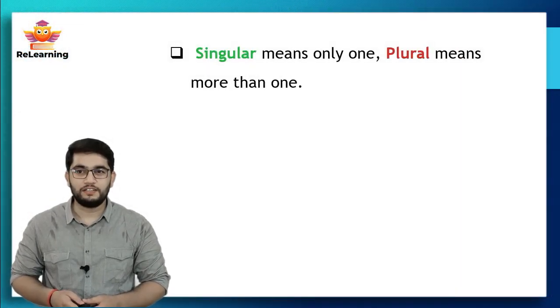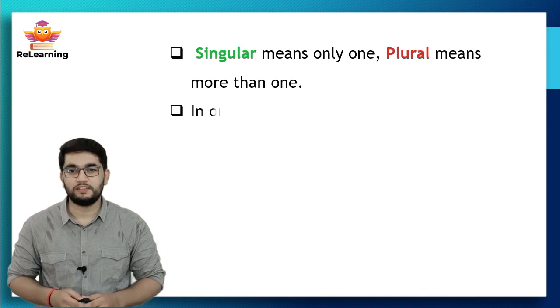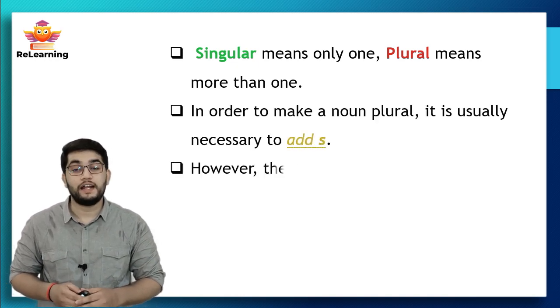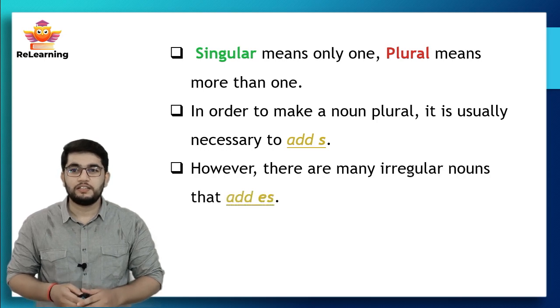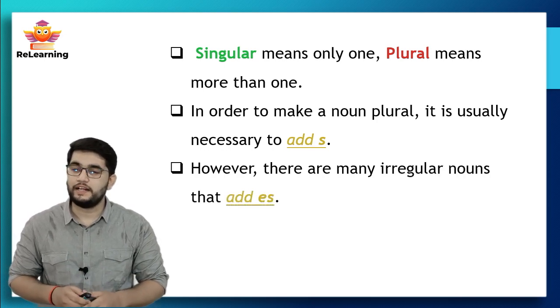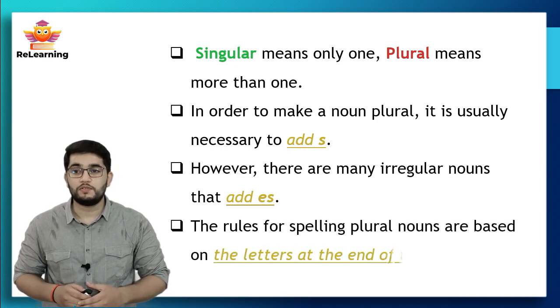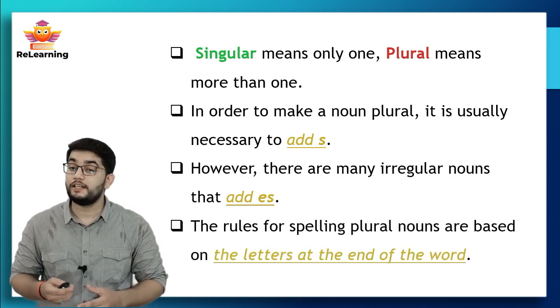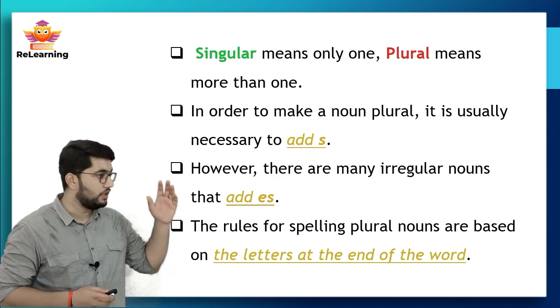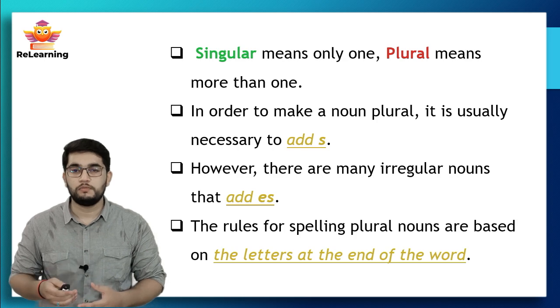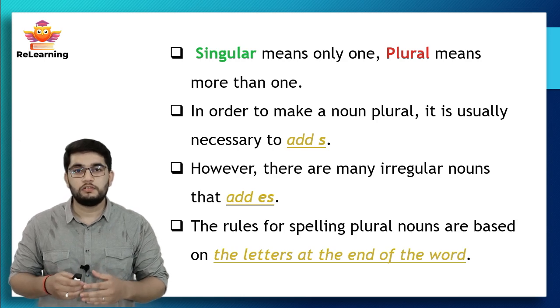Singular means only one, while plural means more than one. In order to make a noun plural, it is usually necessary to add s. However, there are many irregular nouns that add es. The rules for spelling plural nouns are based on the letters at the end of the word. So these all are the things which we have to consider for changing a singular noun to plural. Okay, so let's get into the rules.